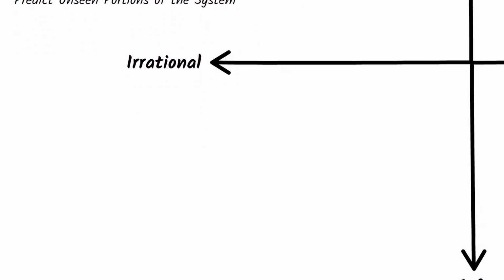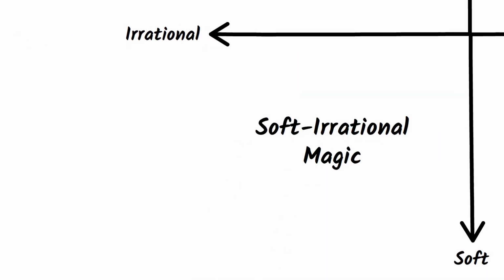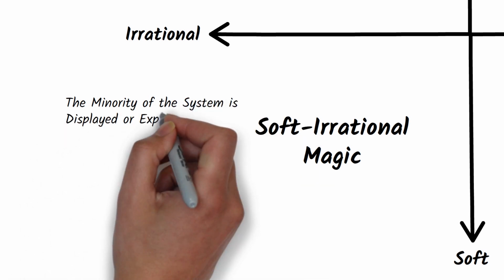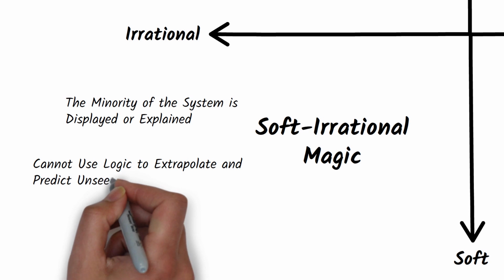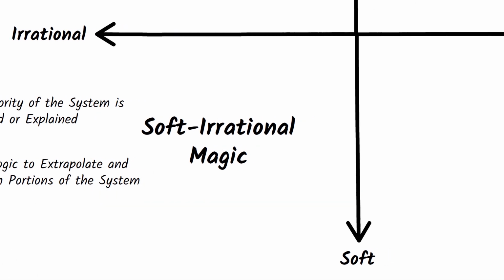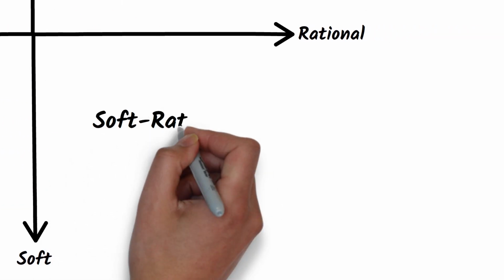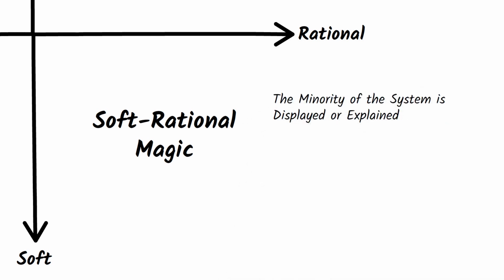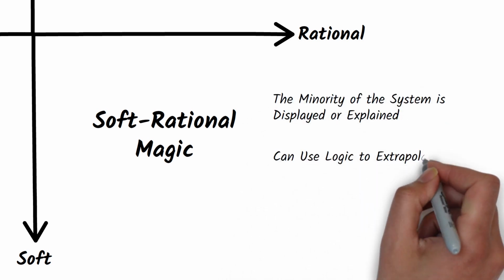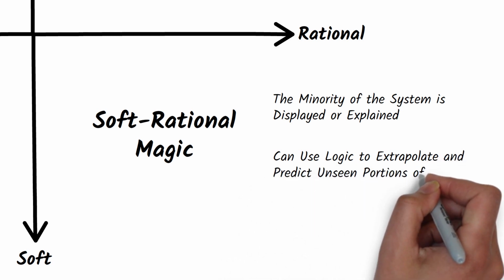In the bottom left, you have soft irrational, where the majority of the system is hidden or unclear, and the reader cannot extrapolate or predict unseen portions of the magic system. Down in the bottom right, you have soft rational systems, where the majority of the system is hidden or unclear, but the reader can extrapolate and predict portions of the system they haven't seen yet.